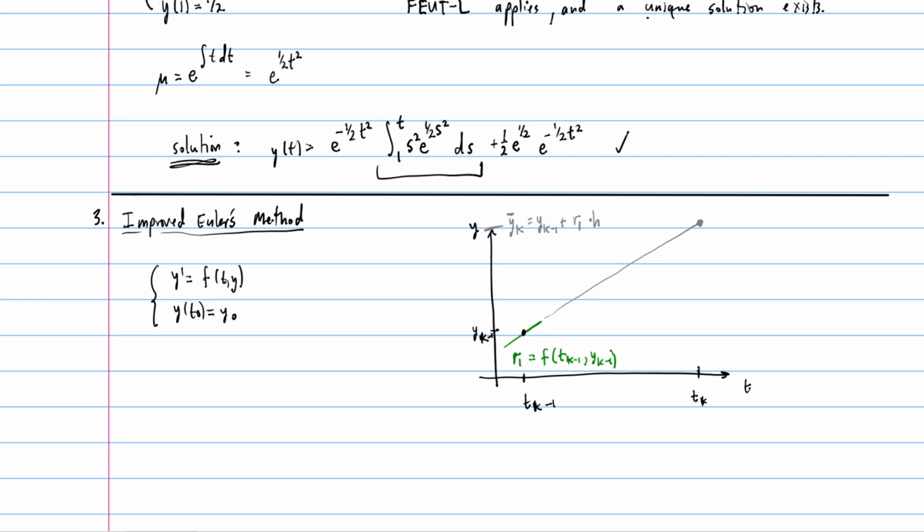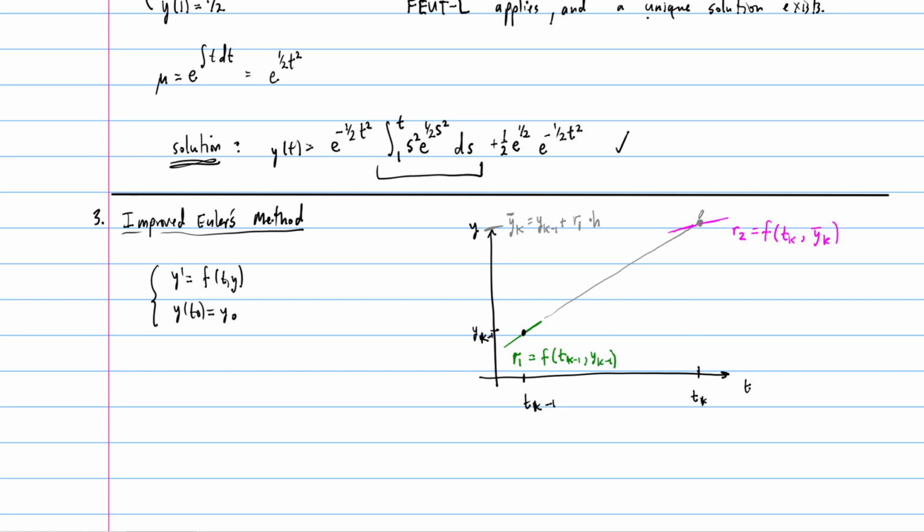But over here, now that we have this point, we can plug this into our function as well, and we can get another slope. Maybe the slope has mellowed out up here. It's still positive, but the magnitude is smaller. The slope of this one is r2. r2 is going to be f of t_k, which is, by the way, t_(k minus 1) plus h, and then y hat k.